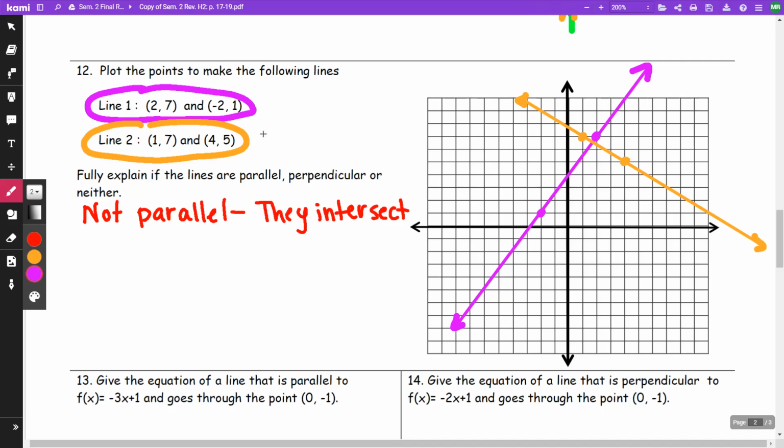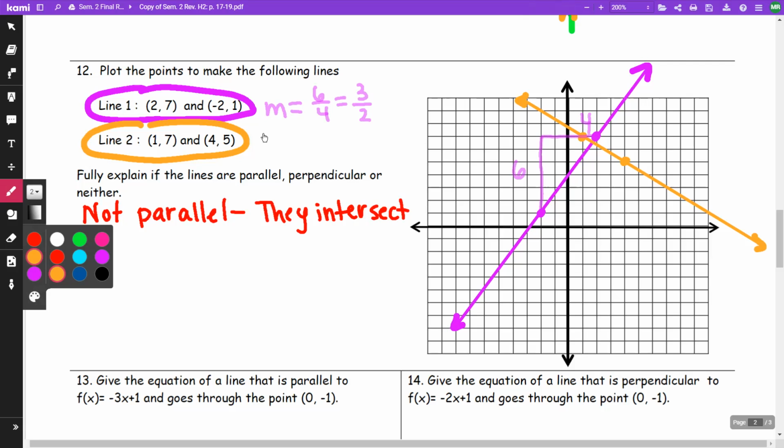So for the purple one, let's say I am going up 1, 2, up 1, 2, 3, 4, 5, 6 over 1, 2, 3, 4. So up 1, 2, 3, 4, 5, 6 over 4. So up 6 over 4. So this slope is going to be 6 over 4 or 3 over 2.